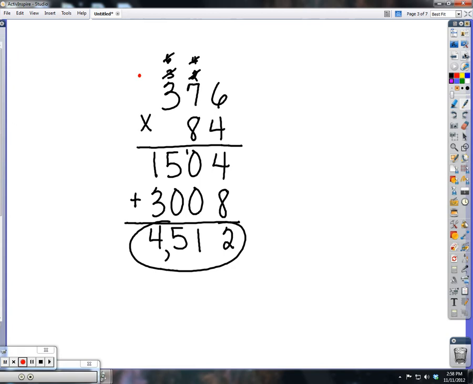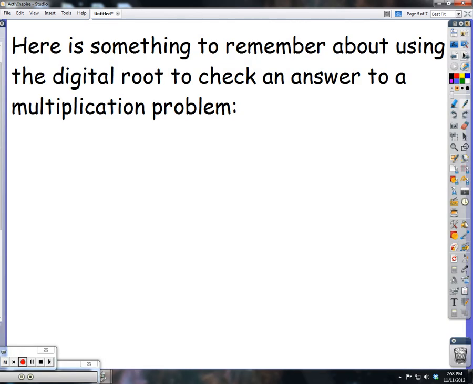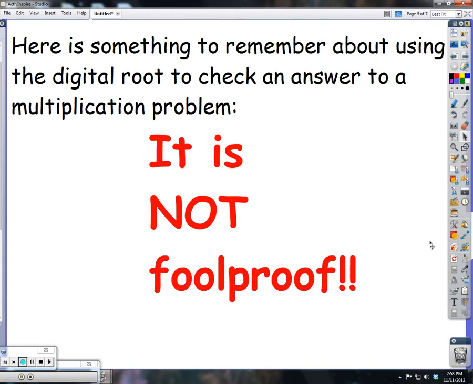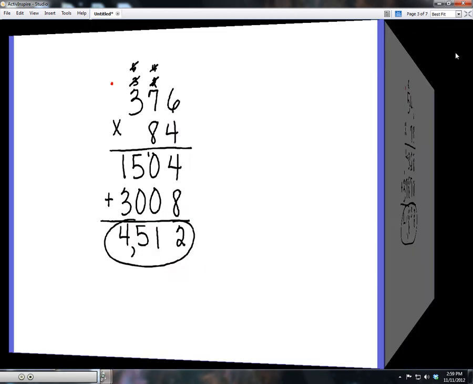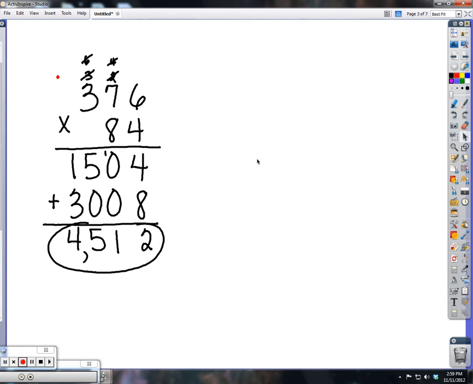However, before I show this next example, I want to point out one very important fact. Here is something to remember about using the digital root to check an answer to a multiplication problem. It is not foolproof. You will find instances where, even though you are checking correctly using the digital root, you have a seemingly correct answer when it actually is not correct. So let me go back to this problem, and I am going to move it over because I'm going to tell you right now that it is wrong.